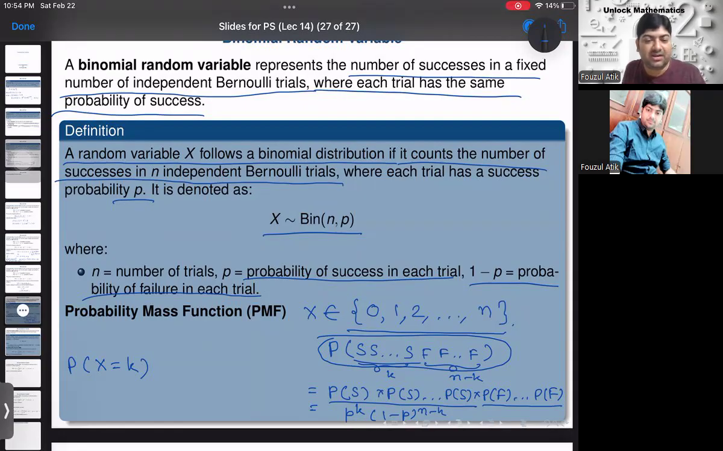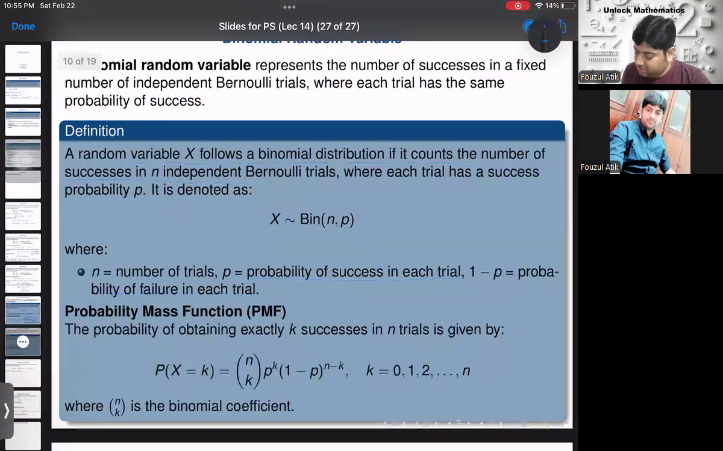So how many ways can you get it? It is the combinations, right? So nCk ways you can find. Therefore, the probability of x is equal to k is nCk into the success probability: nCk ways you can have these successes, and the probability is small p to the power k into 1 minus p whole to the power n minus k, where k can be any number 0, 1, 2 up to n.